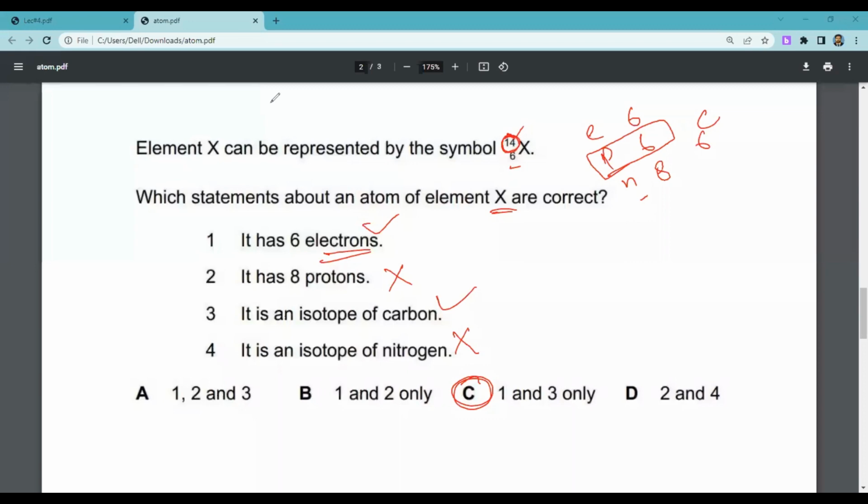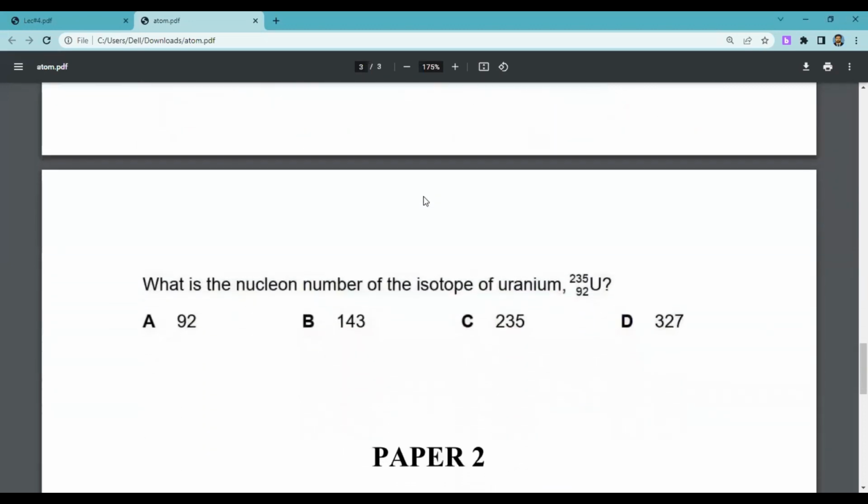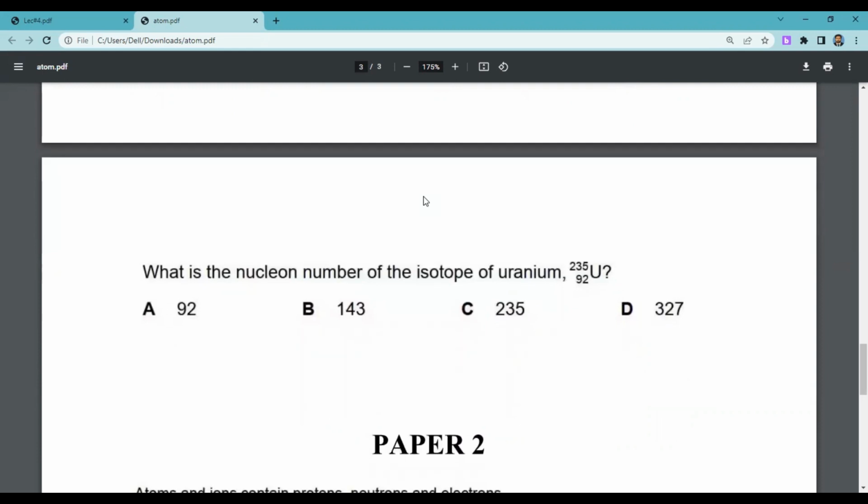Now move towards the next question. What is the nucleon number of the isotope of uranium 92 and 235? I also described during the lecture that the nucleon number or mass number is written as a superscript on the left side of the atom. So 235 is the nucleon number of the uranium isotope.